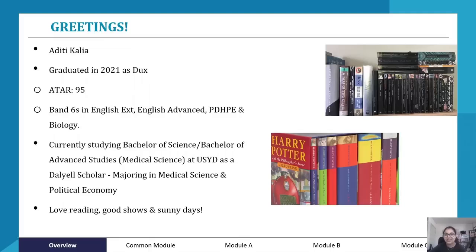Finally, love reading, good shows, sunny days. Today is a very sunny day, which is really nice. It's pretty hot, so it's pretty good. I'm loving the fact that summer's here, and I'm sure you guys are so excited to finish the exams and then enjoy the summer off. I'm sure that's going to be really, really exciting. So you're almost there. You've got a lot happening. You're going to get through it.